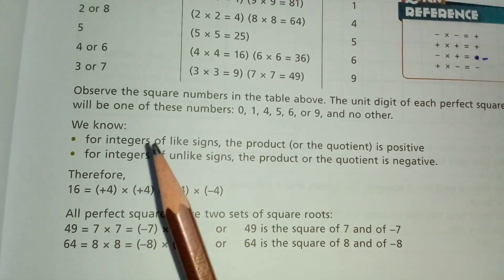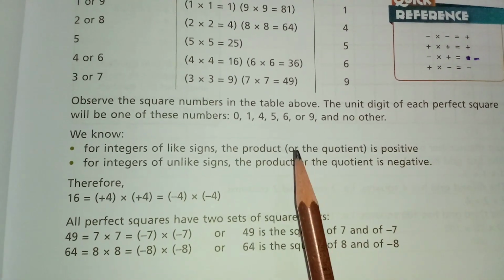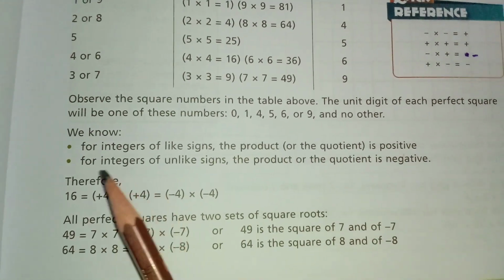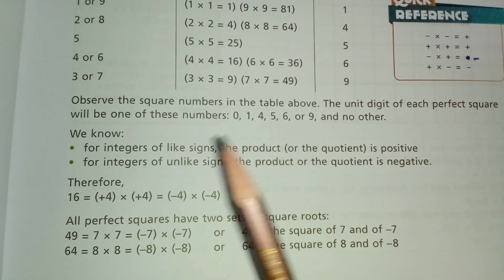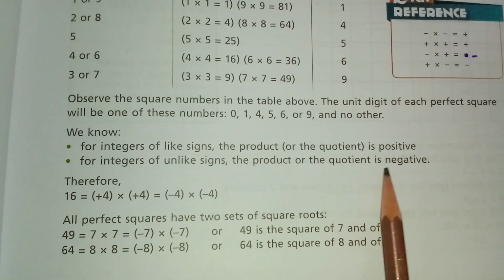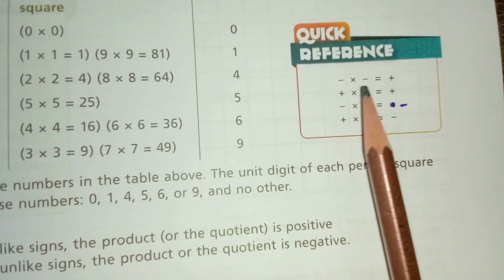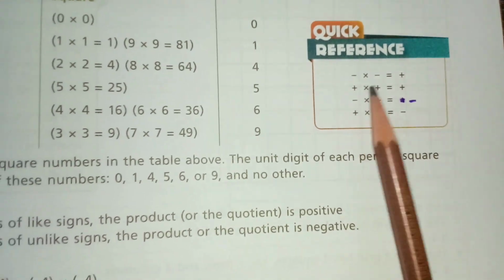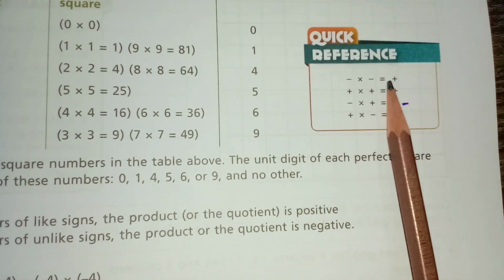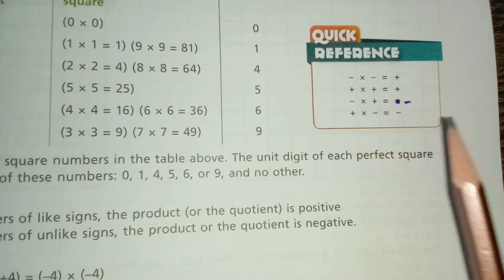As noted, for integers of like signs, the product or the quotient is positive, like minus minus plus, plus plus plus. For integers of unlike signs, like plus minus or minus plus, the product or the quotient is negative. Minus multiplied by minus is positive, plus multiplied by plus is positive. When the signs are like, their product is positive. When the signs are unlike, the product is negative.